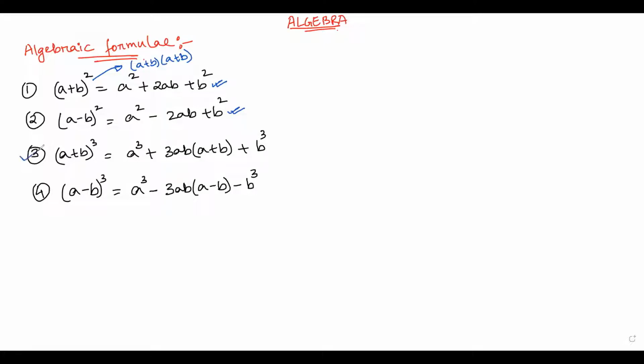In a similar way, a plus b whole cube is a plus b times of a plus b times of a plus b. And when we expand, then the formula would be a cube plus 3ab times of a plus b plus b cube. And this can also be written as a cube plus 3a square b plus 3ab square plus b cube. In a similar way, a minus b whole cube can be written as a cube minus 3ab times of a minus b minus b cube, which can further be written as a cube minus 3a square b plus 3ab square minus b cube.